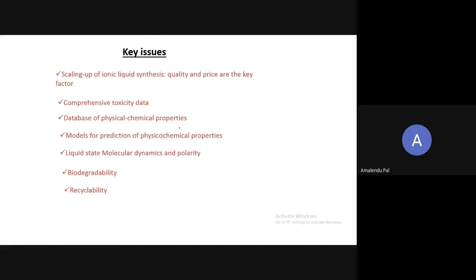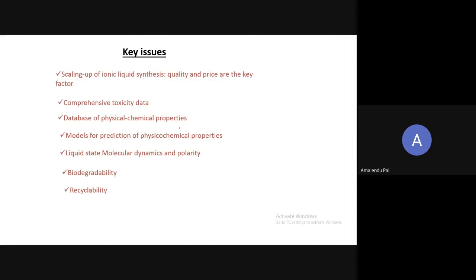A database of physicochemical properties exists in Poland and Germany. They have prepared a database, and they have the software. If you have prepared some chemicals, ionic liquids, and you don't know the viscosity, or other parameters like surface tension or conductivity values, they have the software.